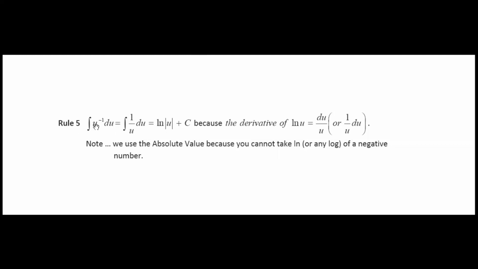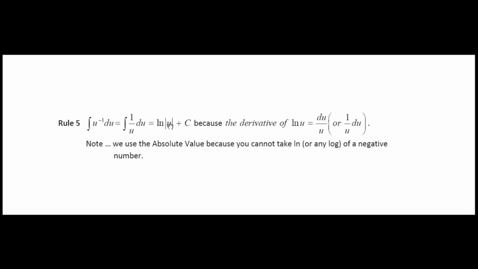So the integral, when your exponent is -1, the integral of u to the -1 du, is going to be ln of u plus c. Now, we also put the absolute value brackets around the u. That's because you cannot take the log of a negative number. Okay, you cannot take the log of a negative number.